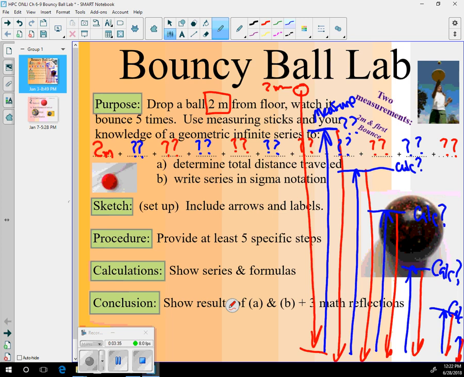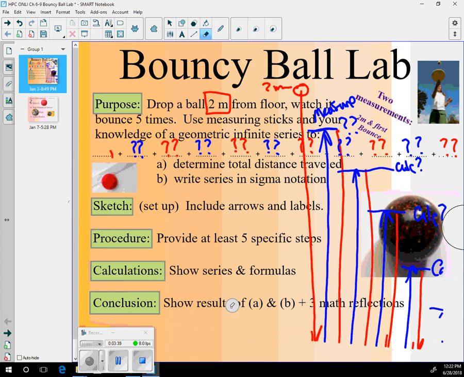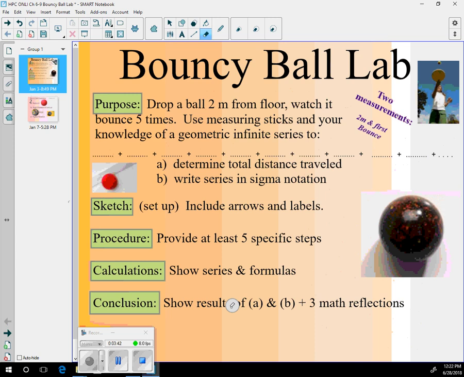Shouldn't be too bad. Then, with that one measurement after 2 meters, you're going to be able to do the following. Determine the total distance traveled, and then write in sigma notation. So you're going to find the total distance, and then you're going to write in sigma notation. Okay? So those are the 2 things that will be in your conclusion.